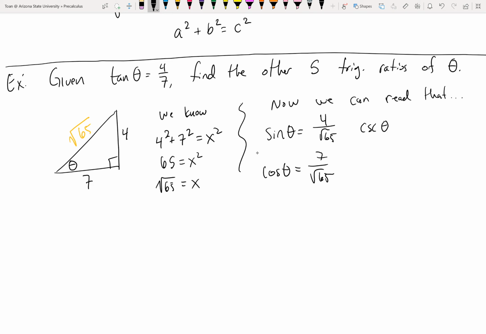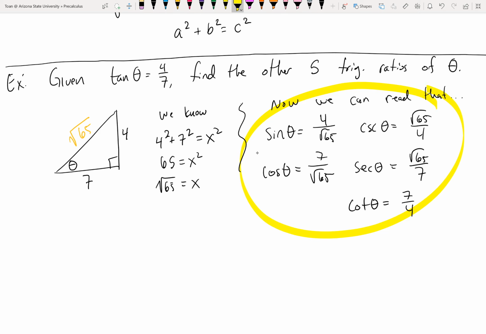Cosecant of theta is just the reciprocal of sine, rad 65 over 4. Secant of theta is the reciprocal of cosine. It's rad 65 over 7. And then cotangent of theta is the reciprocal of tangent, 7/4. So this is what I mean by having a single trig ratio. This is the only information we were given, but it unlocked the entire triangle. It gave me access to every single other trig ratio thanks to Pythagoras' theorem.